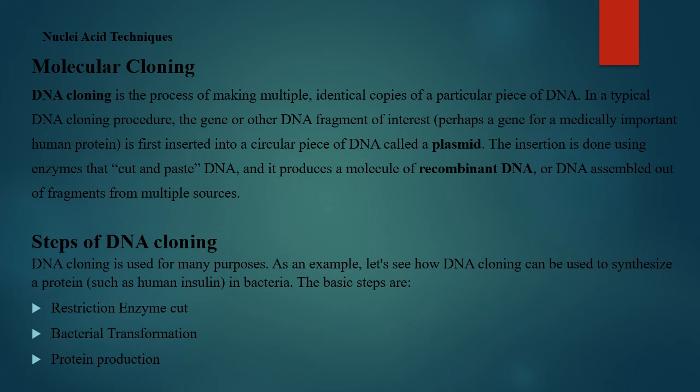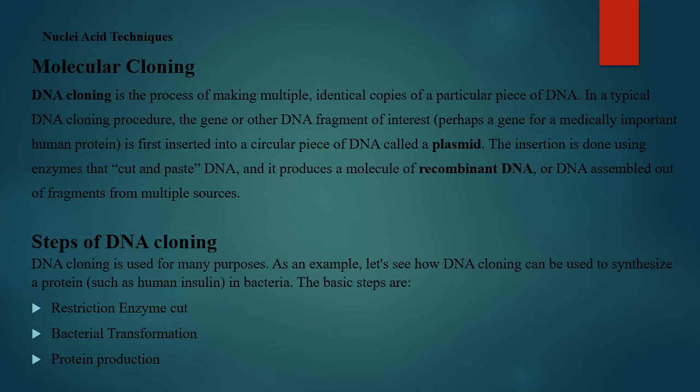For example, you want to produce a vaccine, and the vaccine is a particular protein. If you identify that protein and you want to produce more of it, molecular cloning is relevant. If it's a DNA portion that you want to produce, molecular cloning is relevant. Cloning is just like producing copies of oneself. So DNA cloning is the process of making multiple identical copies of a particular piece of DNA.